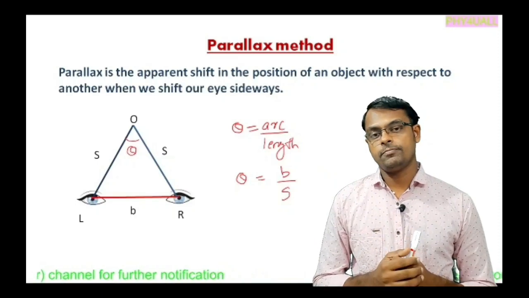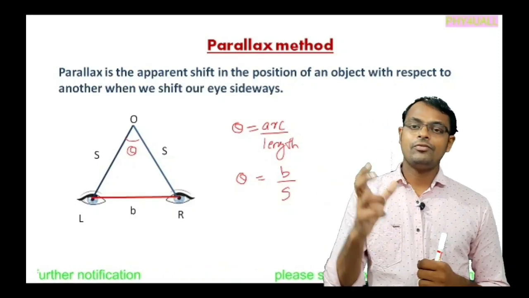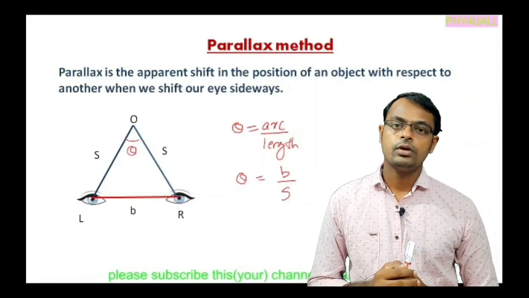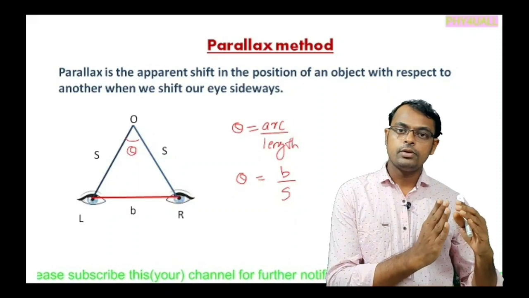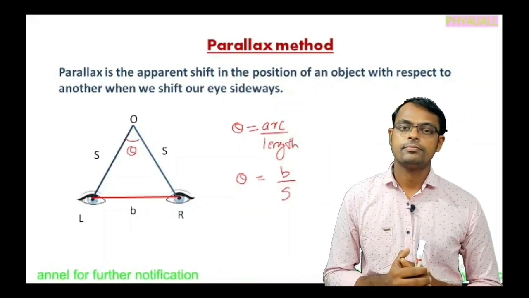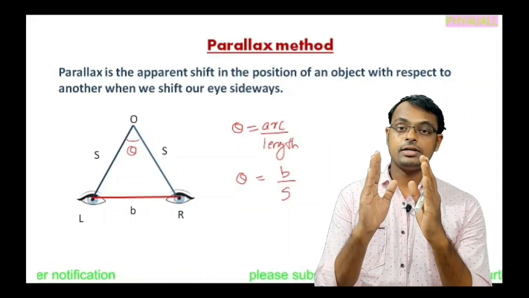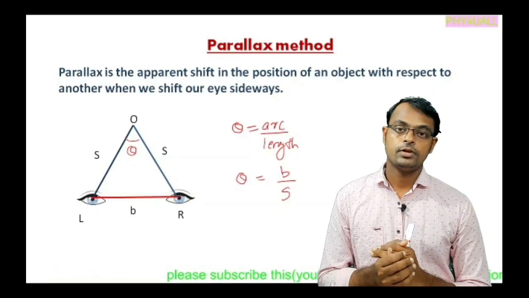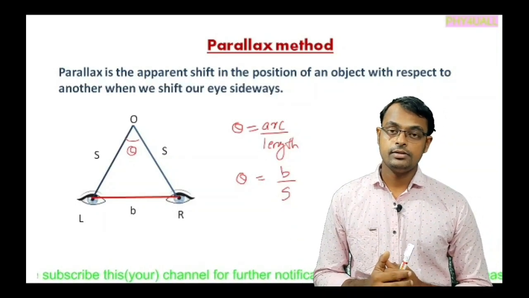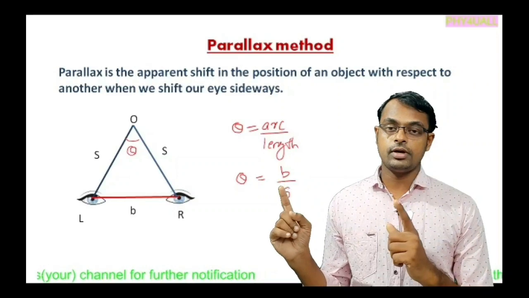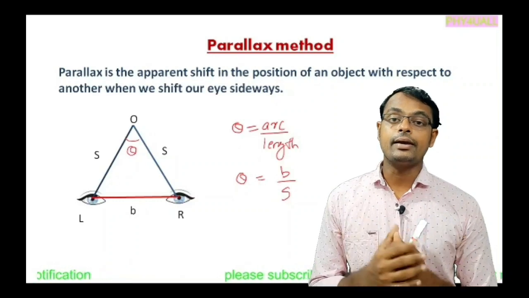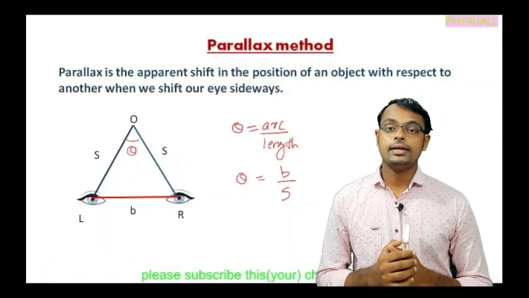So look at the picture here. You are looking with the left eye at an object. The object is given as O. Now, at the same time, you are looking with the right eye at the same object. Clear? So definitely there will be an apparent shift in the position. Here in this picture you can see the angle theta is marked. Angle theta. You are looking from two different positions, left eye and right eye. And this angle is called the parallactic angle.